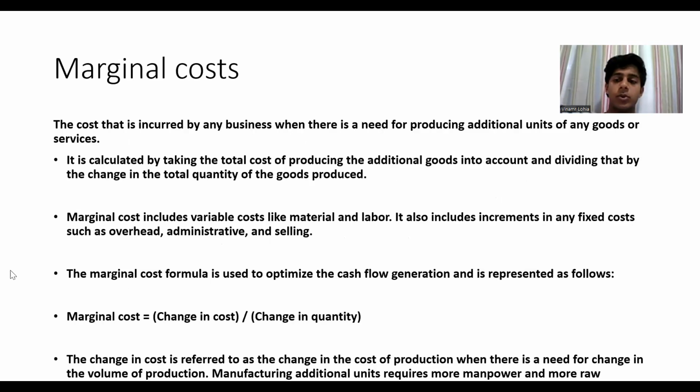And the marginal cost, the formula is change in cost divided by the change in quantity. It is calculated by taking the total cost of producing the additional goods into account and dividing that by the change in the total quantity of the goods produced. So marginal cost can be equal to TC divided by Q. Marginal cost is the change in cost.